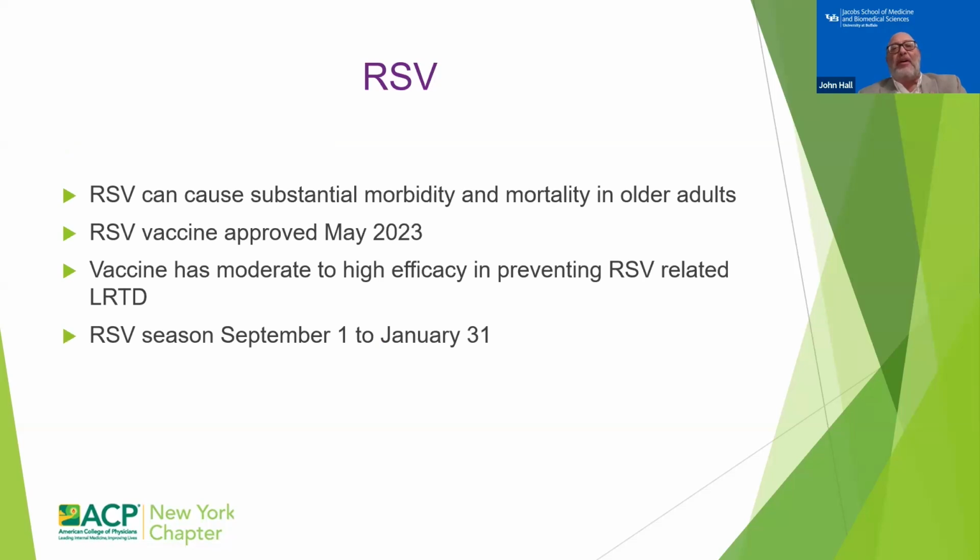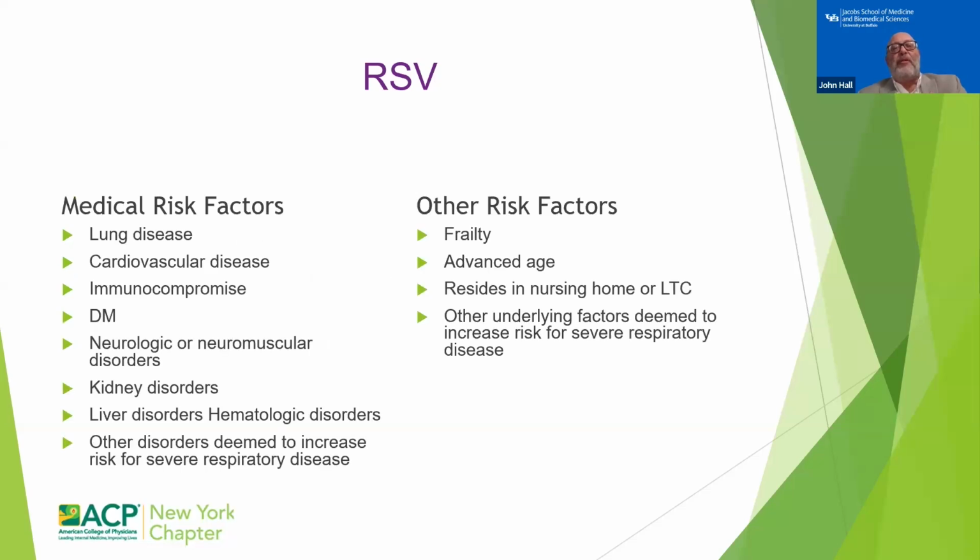RSV can cause substantial morbidity and mortality, particularly in older individuals. The RSV vaccine that is currently available was first approved for use in the spring of 2023. And we should remember that RSV season generally is between September to the end of January. So in terms of who are the people that should receive the RSV vaccine between the ages of 60 and 74, they're people with medical risk factors, as I said, such as lung disease, cardiovascular disease, diabetes, neurologic disorders, liver disease. Also people with advanced age or residing in nursing homes, general frailty, those types of individuals should also have the RSV vaccine in general, but also at earlier ages.